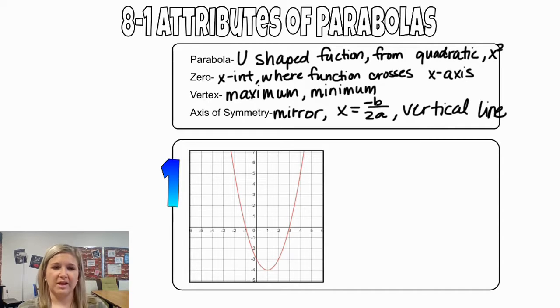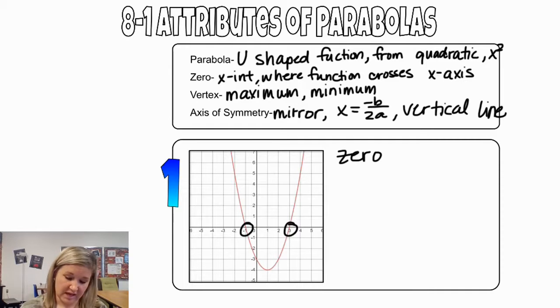So let's apply this to a couple of graphs. First, this is a parabola. For example 1, you can see it makes a U shape. Let's start off by identifying my zeros or my x-intercepts. That's going to be right here at -1 and at 3. If I'm going to write them as zeros, I'm going to say the zeros are x equals -1 and x equals 3.